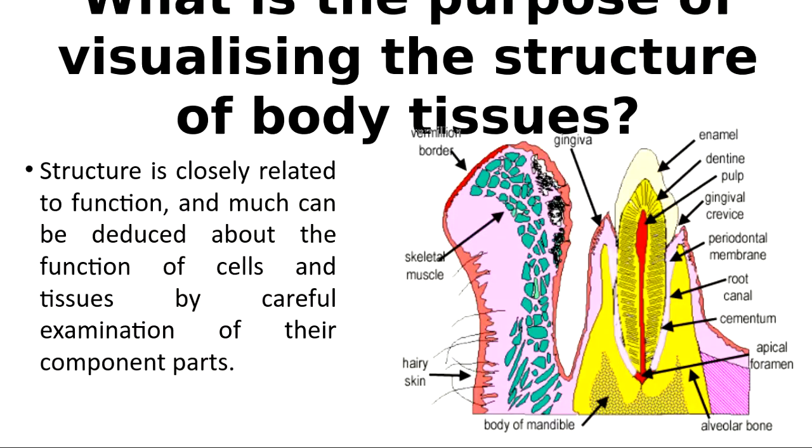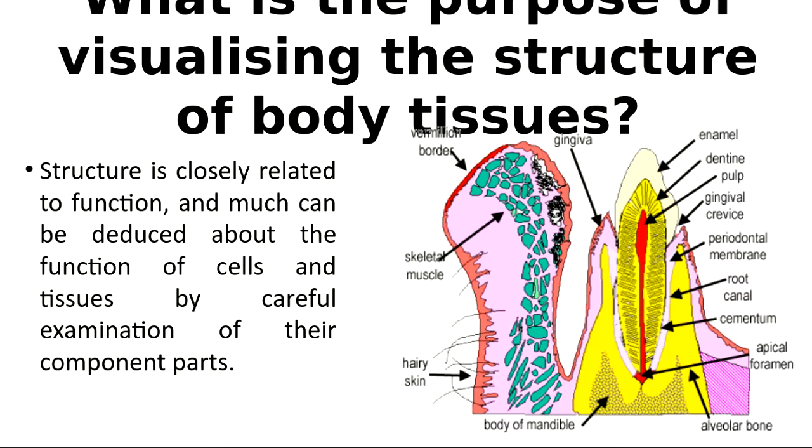So we need to magnify. What is the purpose of visualizing the structures of body tissue? Why do you want to enlarge and see small things? Because structure is closely related to function, and much can be deduced about the function of cells and tissues by careful examination of their component parts. These tissues, you cannot see with your naked eye.